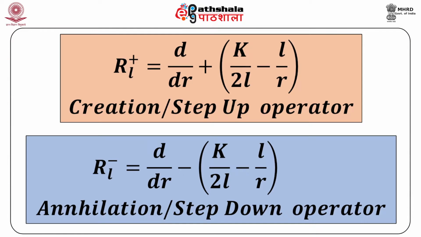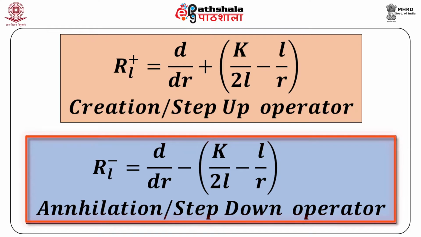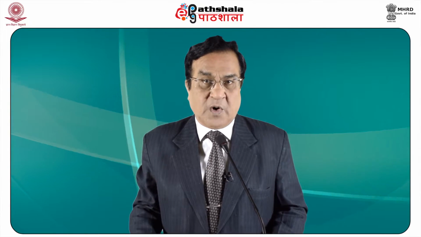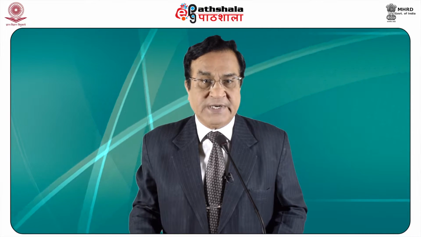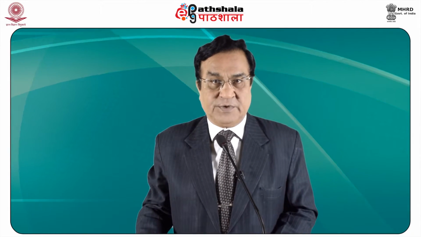Once we reduced the radial equation into this equation, we used the method of factorization to solve it. If you remember, we introduced two factors. One was the creation or step-up operator, and the second was the annihilation or step-down operator. The creation operator was d/dr plus (k/2L minus L/r), whereas the annihilation operator was d/dr minus (k/2L minus L/r). Using these two operators, we solved the modified radial equation.